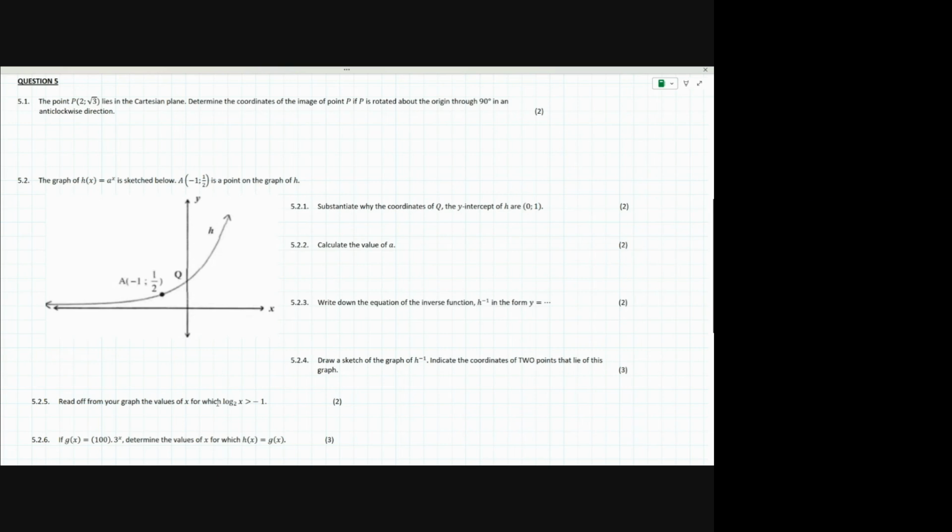No saying it's impossible. So it says the point P(2; root 3) lies in the Cartesian plane. Determine the coordinates of the image of point P if P is rotated about the origin through 90 degrees in an anti-clockwise direction. So like I said, this is really taking us back to our grade 9 transformation geometry. We have our coordinate P(2; root 3). Root 3 is about 1.7, so let's call it there-ish.